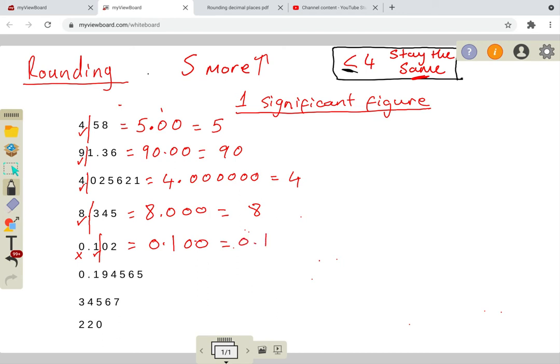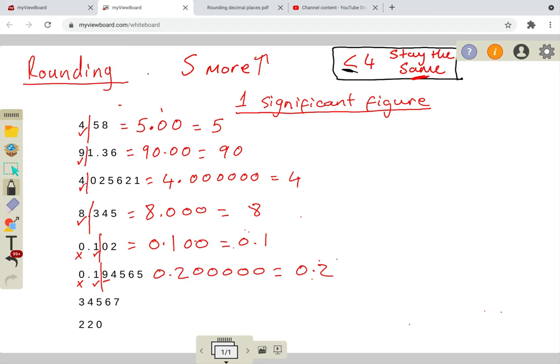Okay. Next one. Is the 0 significant? No, it's not. Is the 1 significant? Yes, it is. Draw a line. Number next to the 1 is 9. So the 1 turns to 2 because the 9 is more than 5. And then the rest of the numbers turn to zeros. So 0.20000 you can write as 0.2.